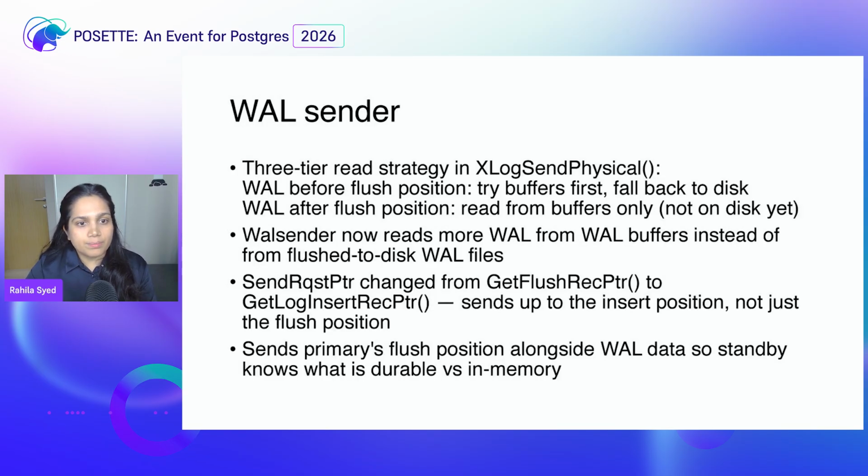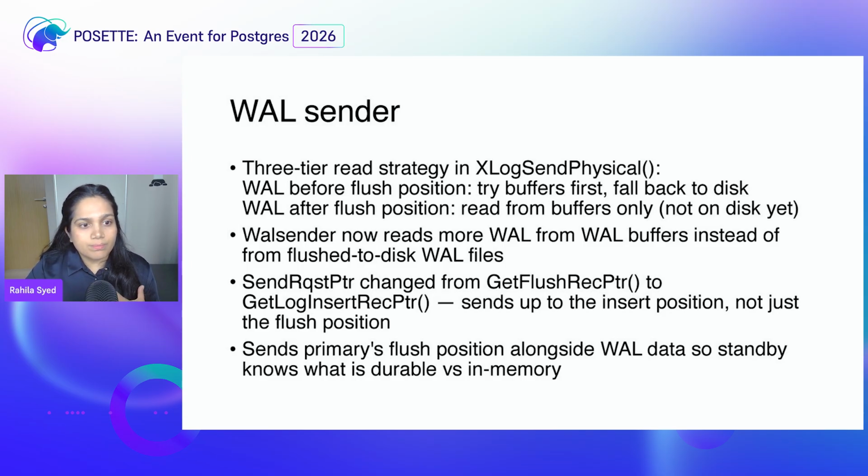So let us look at the WAL sender changes as well. Specifically, the WAL records that are being sent by the WAL sender are divided into WAL records that have been flushed and WAL records that are unflushed. WAL that has not been flushed, which is after the flush position, is always read from buffers because it is not on disk. WAL before the flush position is also sent from buffers, and if it is not present in buffers, the fallback is to go to disk.